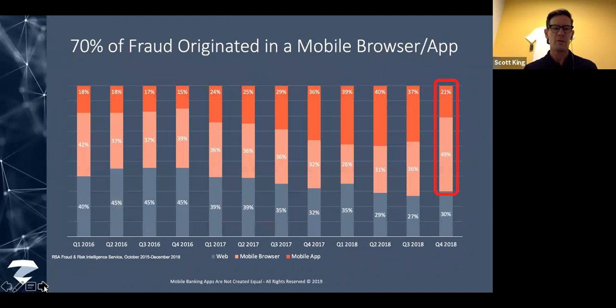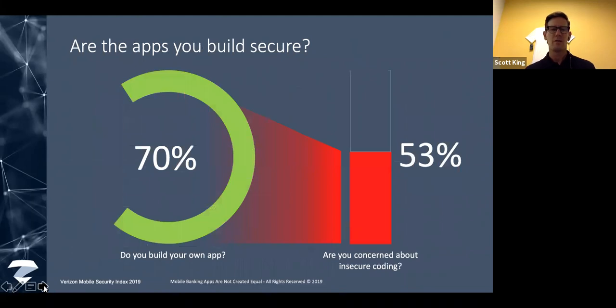And so the RSA Risk and Fraud Intelligence Service, this is a report that was out late last year. You can see the evolution of fraud. 70% of fraud originated in a mobile browser or a mobile app in Q4 of 2018. That will become more and more as more of our transactions move to mobile, and we trust it more. There's going to be more fraud in the system. So we really need to take a look at what we're doing, because we can trust it, but we really need to verify that our trust is valid.